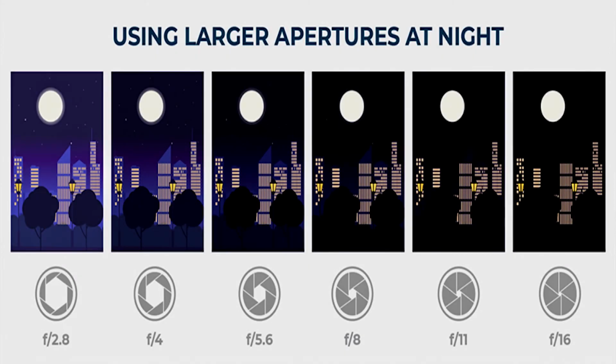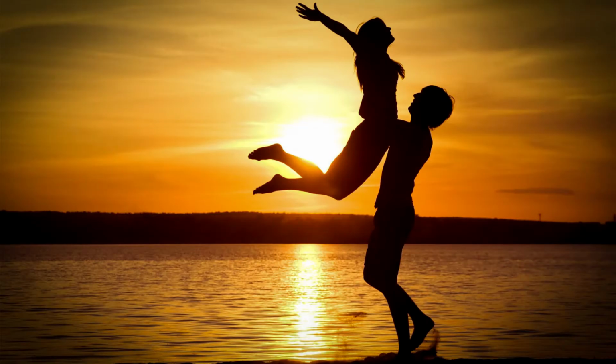In a dark environment, for instance indoors or at night, you will probably want to select a large aperture to capture as much light as possible. This is the same reason why your pupils dilate when it starts to get dark.